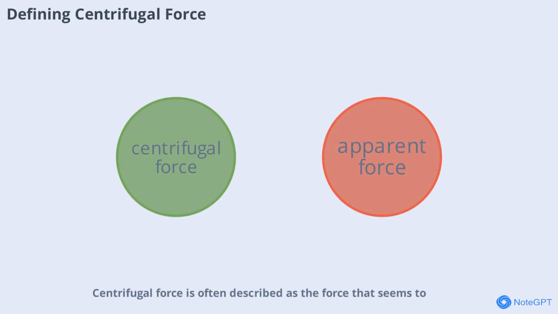Centrifugal force is often described as the force that seems to push an object outward when it is moving in a circle. The word centrifugal means center fleeing. However, it's important to note that centrifugal force is not a real force in the traditional sense. It's what we call a fictitious or apparent force that we feel when we are in a rotating reference frame. For example, when you take a sharp turn in a car, you feel pushed outward, but this sensation is due to your body's inertia resisting the change in direction.